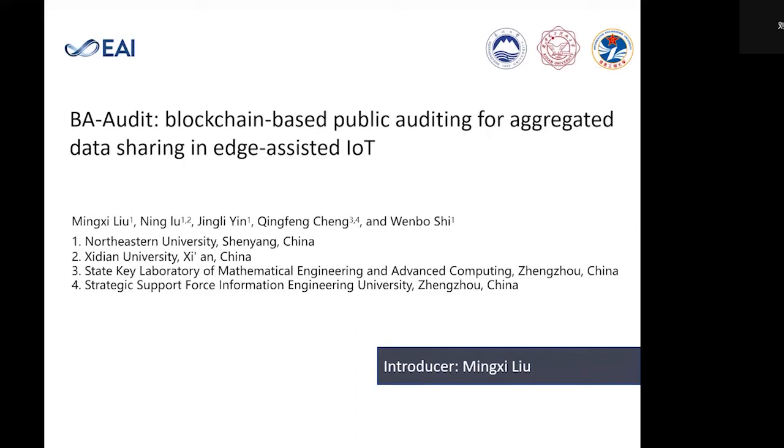The authors of this paper are Mingxi Liu et al., who are from the following four institutions: Northeastern University, Xidian University, State Key Laboratory of Mathematical Engineering and Advanced Computing, and the Strategic Support Force Information Engineering University. Associate Professor Ning is the co-first author. Professor Wenbo is the corresponding author. And my name is Mingxi Liu.